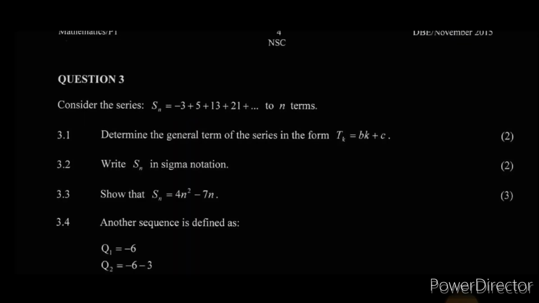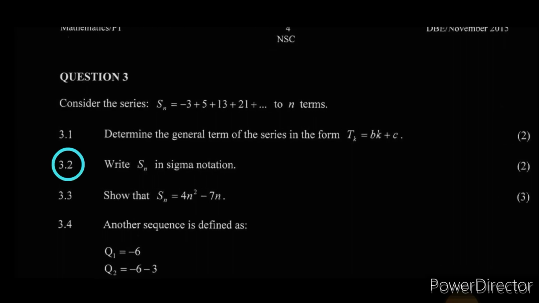The next past paper is found in 2015. The first question says that we must find the general term, and we'll need it for the second question. It says determine the general term of the series in the form t sub k is equal to bk plus c. The second question is just like the first one that we did. They said write Sn in sigma notation, so it's still easy.